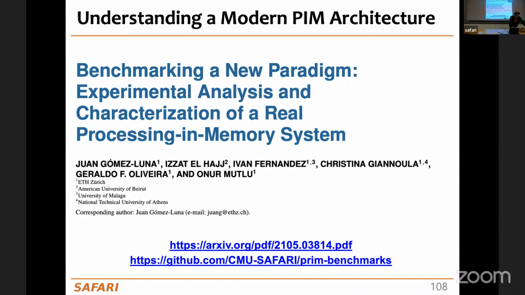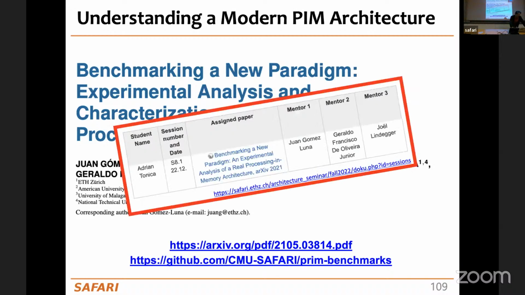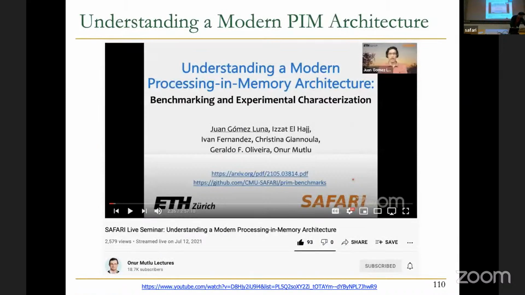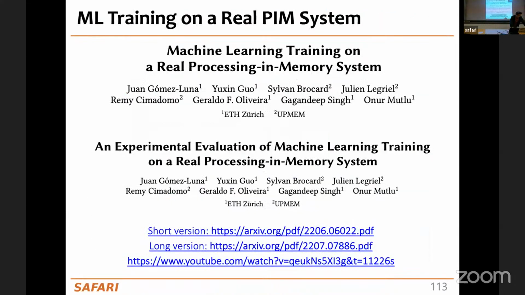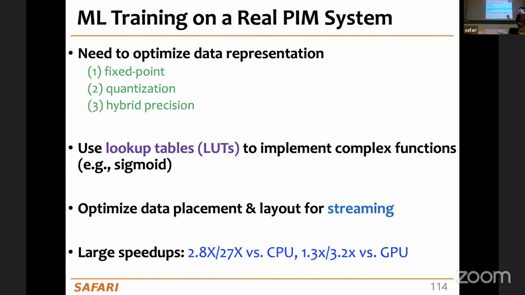code. It is open source. Here you can find the paper, and this is also another paper that we will discuss in this course. Actually, it will be, I think, the last session of the semester. And yeah, as I said earlier as well, if you want to learn more, there are a lot of talks that we have delivered. And we continued working with this processing in memory system. This is an example of machine learning training on this processing in memory system. These are some key takeaways that we obtained from our analysis of machine learning workloads in processing in memory systems.